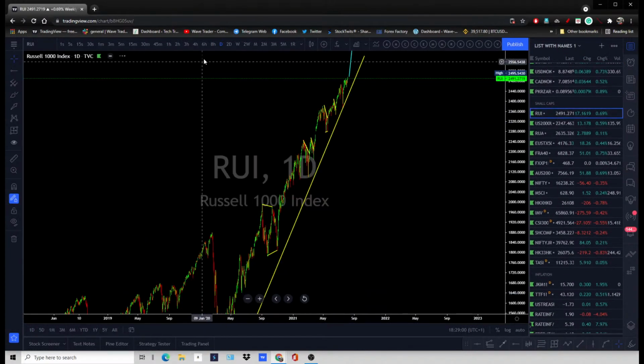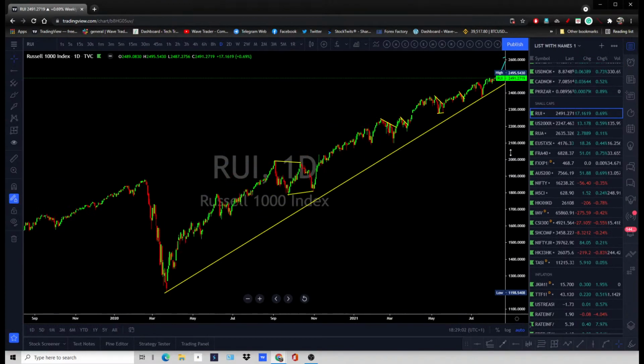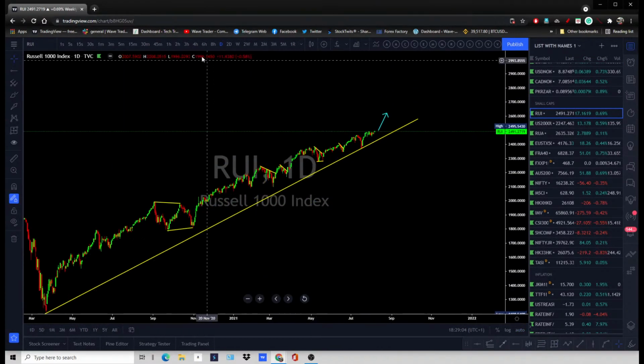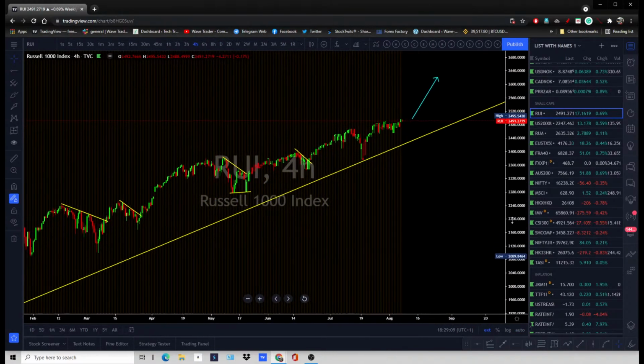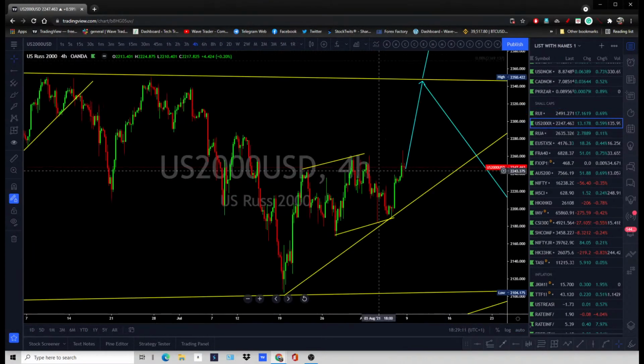Small caps, similar to the large caps. Short term, stay trending and wait for a deeper pullback. Short term bullish, wait for a pullback.